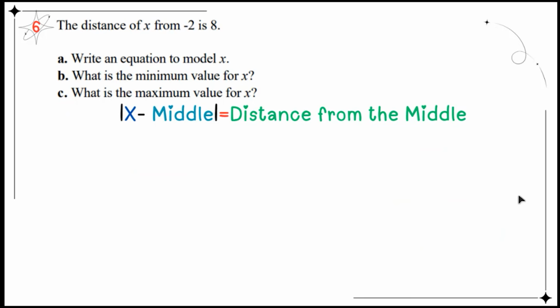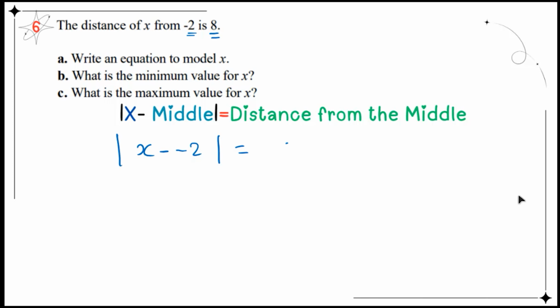Question number 6. The distance of x from negative 2 is 8. Then the distance here is 8. We write absolute. x represents the two solutions, but we don't have them. The middle here should be what? Which number here represents the middle? This one. Okay, negative 2. Equal distance from the middle is 8.